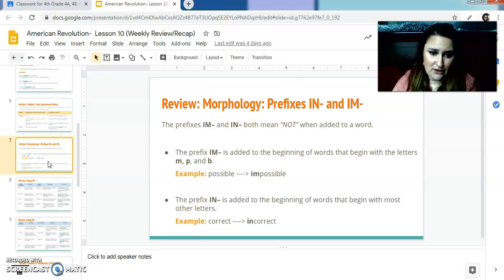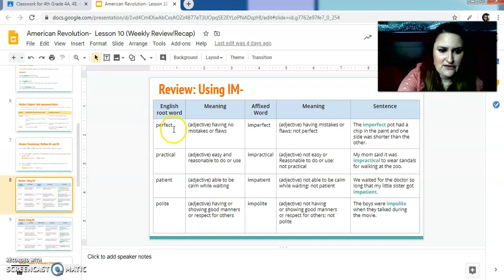For example, if we're starting with the word possible, but we want to say that something is not possible, we would add im- because it begins with a P. However, if a word doesn't begin with M, P, or B and you want to say that something is not that thing, you usually just add in-. For example, correct does not begin with M, P, or B. So if we want to say something was not correct, we change it to incorrect. Again, these are the words that we talked about that are the affixed words. So perfect would become imperfect and whatnot.